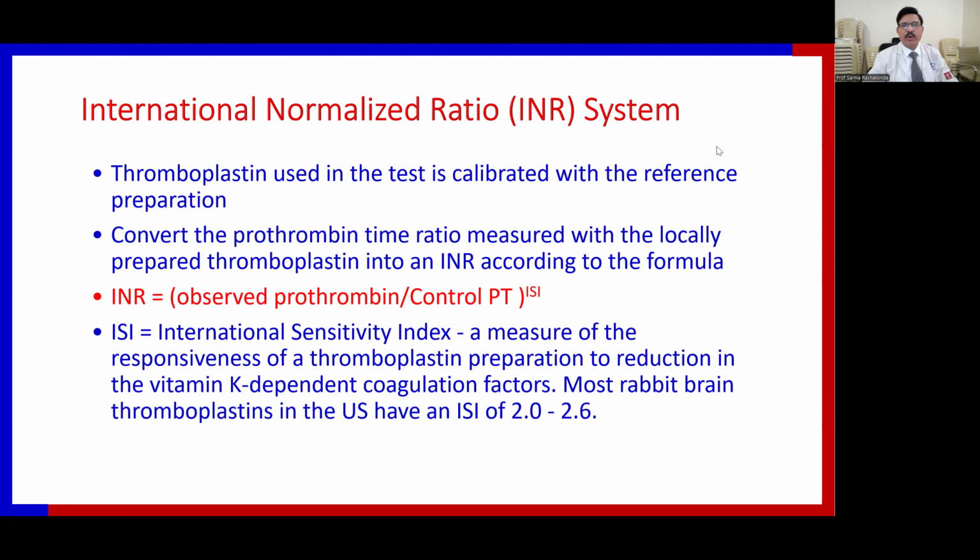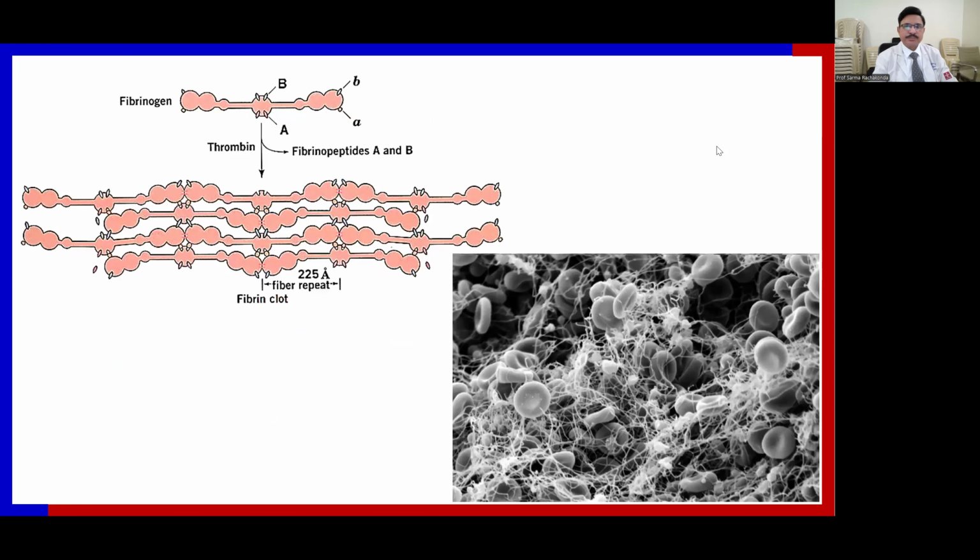INR is equal to, now you tell me, what is INR? Observed prothrombin time divided by the control prothrombin time, raised to the power of the ISI. What is ISI? It is a value written on the vial. Okay? Almost over.